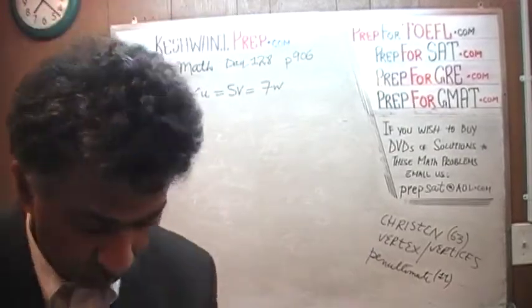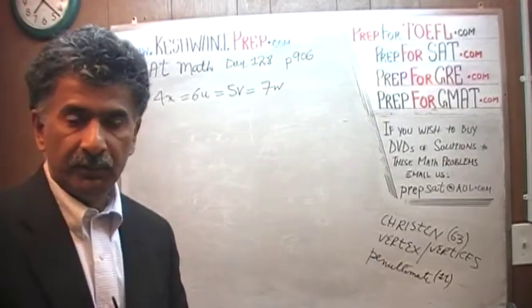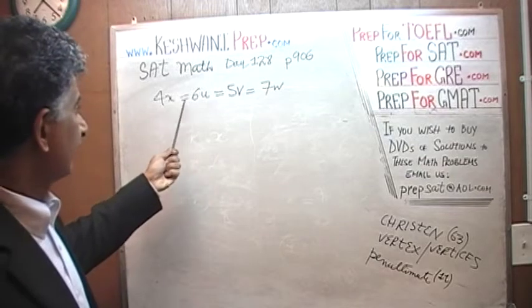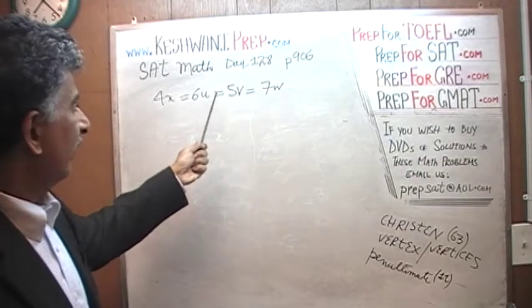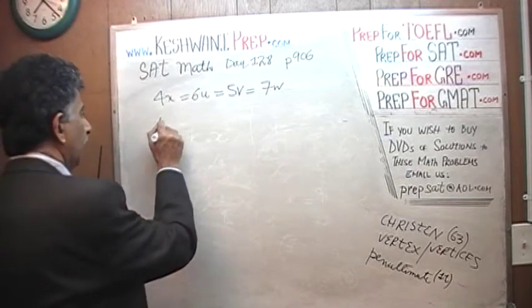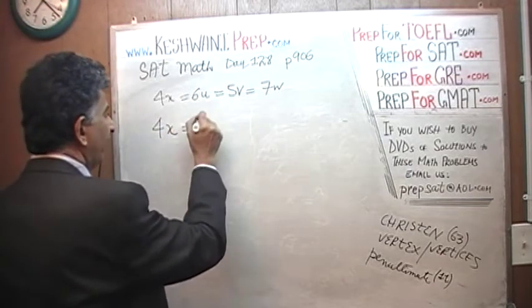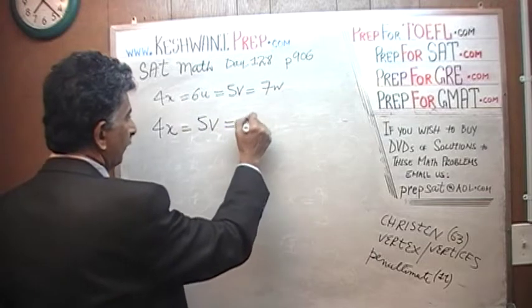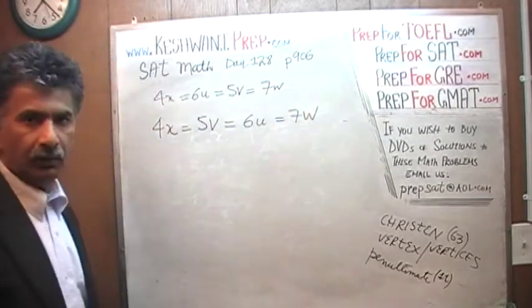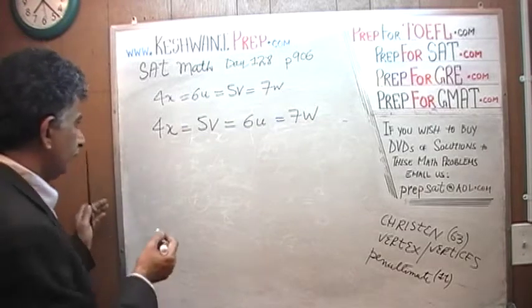Well, the first step that we must do here is to actually arrange these in order. I see 4 times x, then I see 6 here. Let's put 4, then 5, and then 6, and then 7. It will make our life easier. So 4 times x equals 5 times v, which in turn equals 6 times u, which in turn equals 7 times w. Okay, watch what happens.